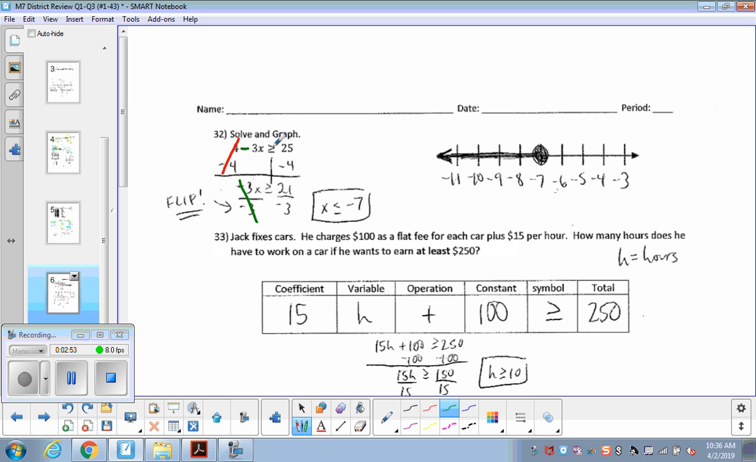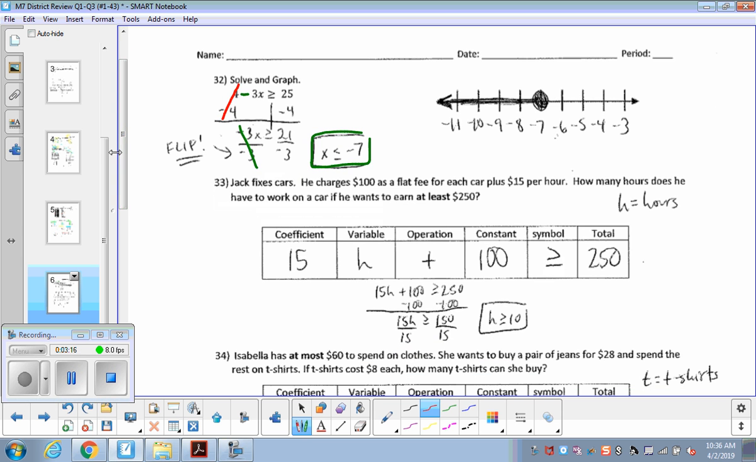So if it started out greater than or equal to, notice in my answer it's less than or equal to, and then I just have 21 divided by negative 3 is negative 7. So for our final answer here, we get x is less than or equal to negative 7. So because of the or equal to, it's closed, and then because of the less than, we shaded back to the left.